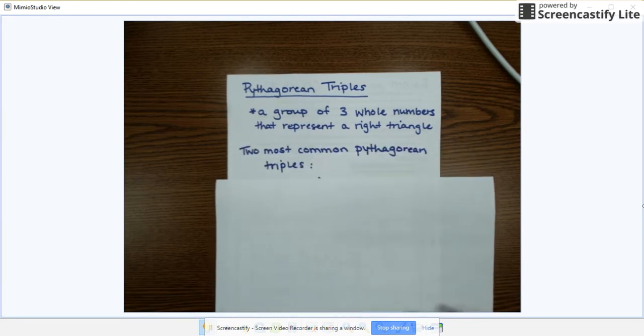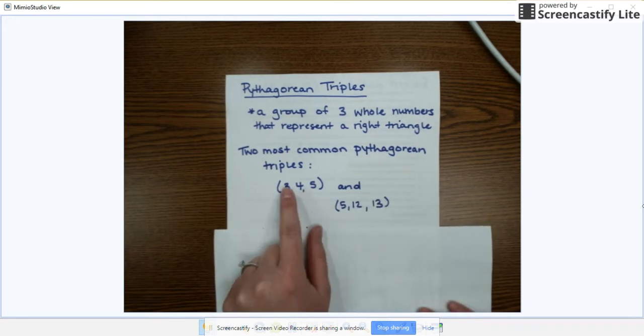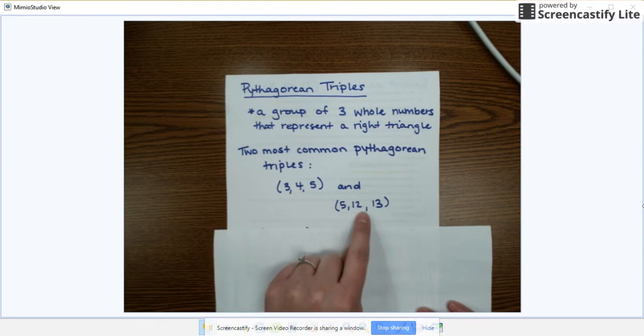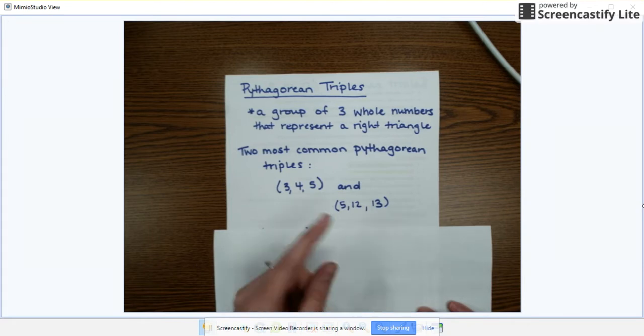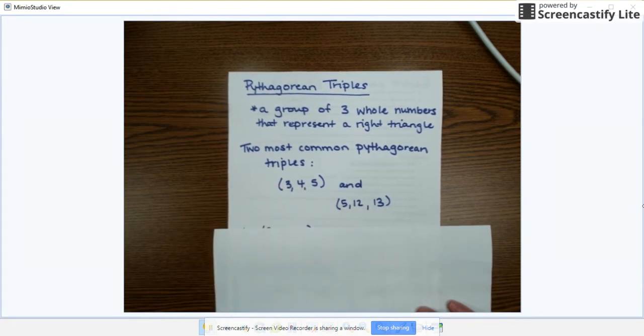So I'm going to give you some common Pythagorean triples. 3, 4, and 5. This would be a leg, a leg, and the hypotenuse. Those will always create a right triangle, along with 5, 12, and 13. So if you're asked for a Pythagorean triple, these are 2 very common triples.